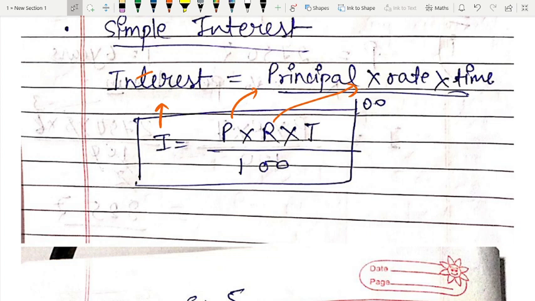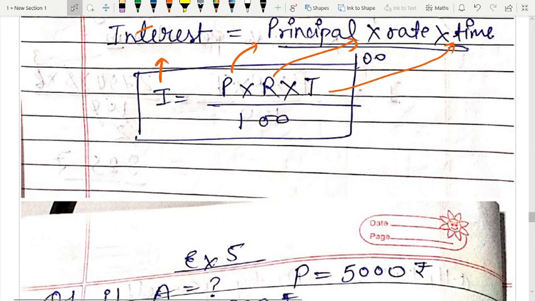So like that in the question it will be given. And T stands for the time in years. PRT upon 100 is the formula for simple interest. Now let's come to the exercise question.